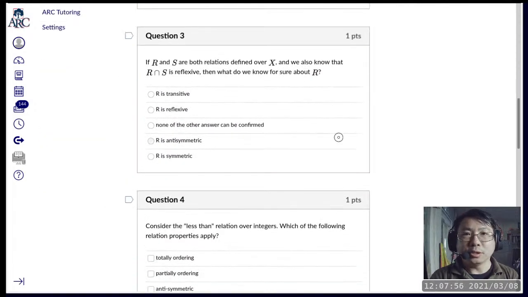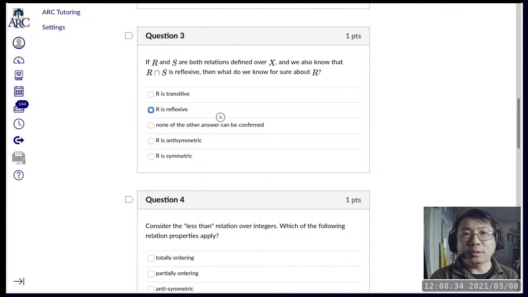All right, moving on to question number 3. If R and S are both relations defined over X, and we also know that R intersecting with S is reflexive, then what do we know about R for sure? The only thing we really know is it is reflexive, nothing else. We don't know whether it's anti-symmetric or not. There's no way to tell whether it is symmetric or not, but we do know for sure it is reflexive. So for question number 3, it is just that R is reflexive.